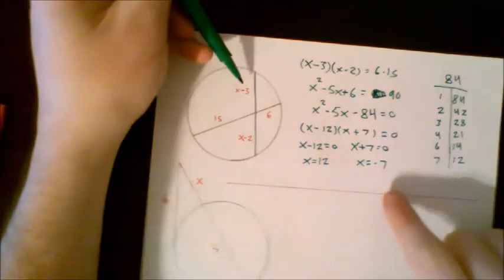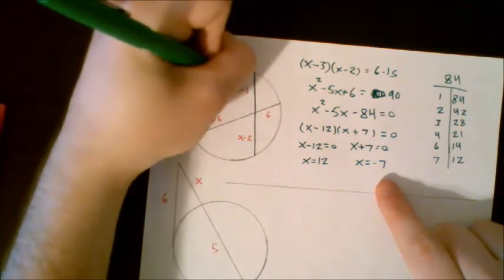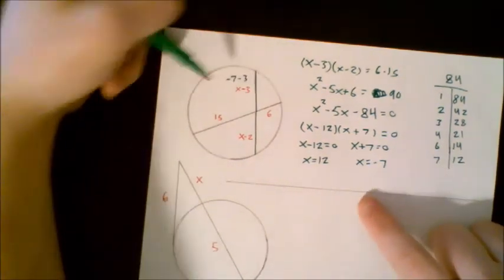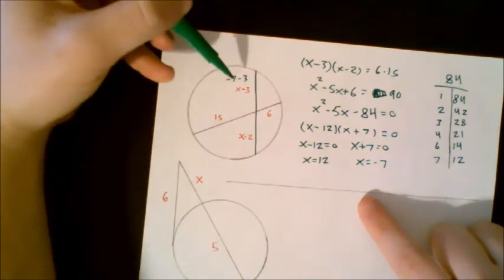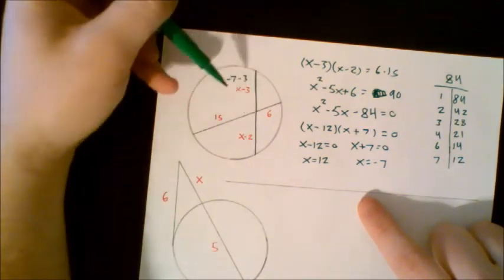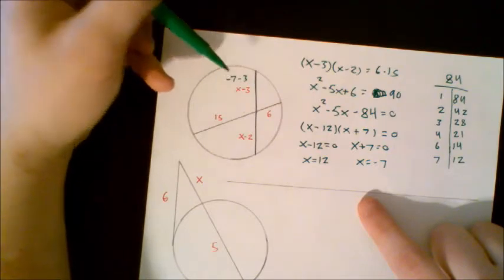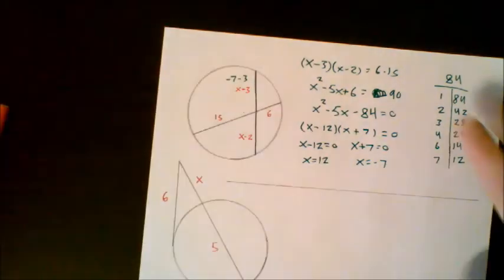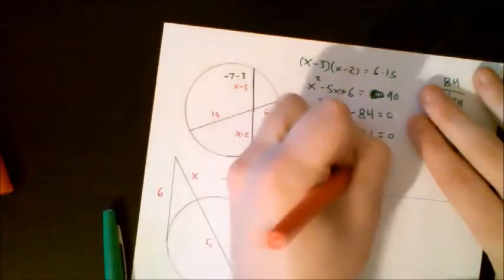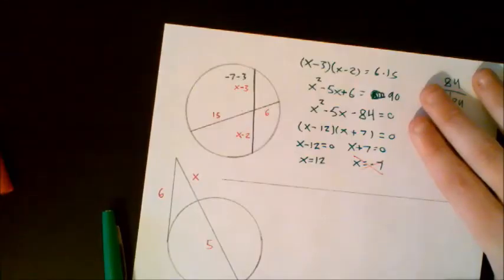Right? If we plug that back in, this would give us negative 7 minus 3. Negative 7 minus 3 gives us a chord length, or a segment length, of negative 10, and we can't have negative segments. That doesn't make any sense. Therefore, in this problem, x equaling negative 7 does not work.